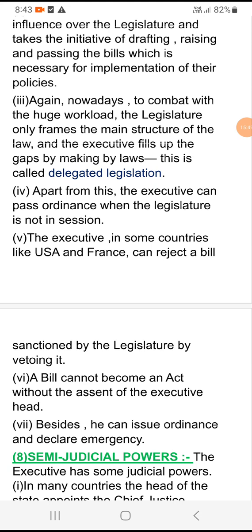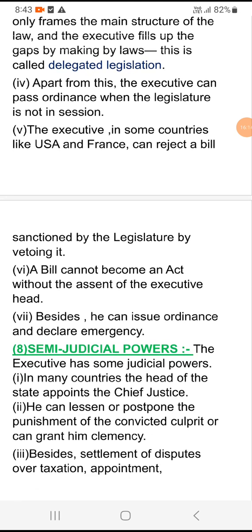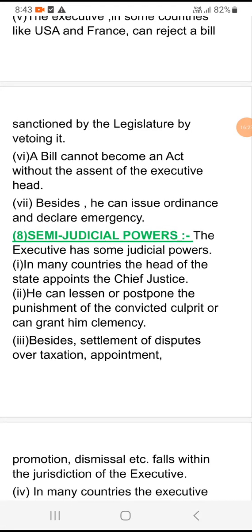Again, nowadays, to combat the huge workload, the legislature only frames the main structure of the law and the executive fills up the gaps by making bylaws. This is called delegated legislation. Apart from this, the executive can pass ordinances when the legislature is not in session. The executive in some countries like USA and France can reject a bill sanctioned by the legislature by vetoing it. A bill cannot become an act without the assent of the executive head. Besides, he can issue ordinances and declare emergency.